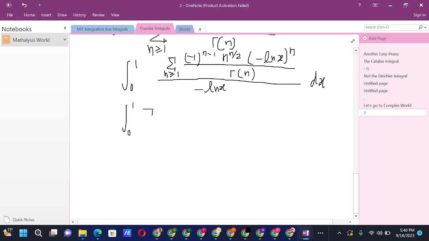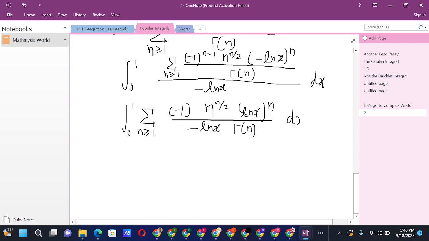and we can bring that inside the summation notation. Summation n greater than or equal to 1, and negative 1 to the power n minus 1. Since we have negative 1 to the power n over here, and if we add it here, it will be 2n minus 1, and that's just an odd number, so negative 1 to the power odd is just negative 1. So you can make it like this, and n to the power n minus 2, ln x to the power n by negative ln x gamma of n dx.